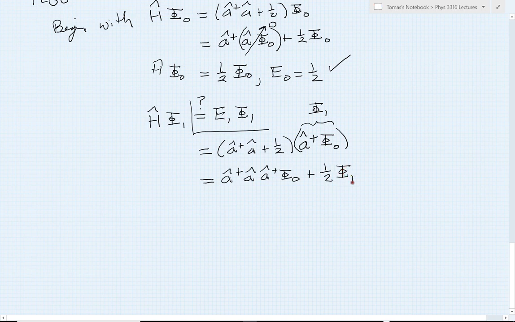So again, the second piece I'm happy with because this is just a constant times the state I started with. That's looking very good. This piece, though, is looking a little bit more complicated. In the last case, we were very happy because we had a hat applied to the ground state, and I could just then eliminate the term completely. In this case, we don't quite have that. I very much wish I could commute a hat and a hat dagger. They may or may not commute, however, so I have to be careful how I do this.